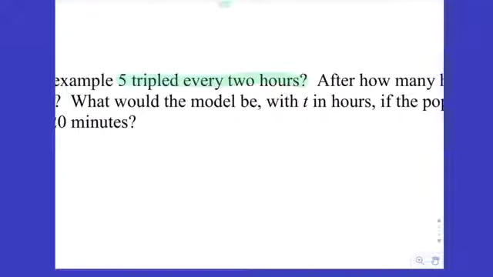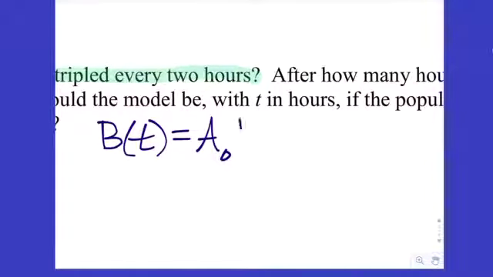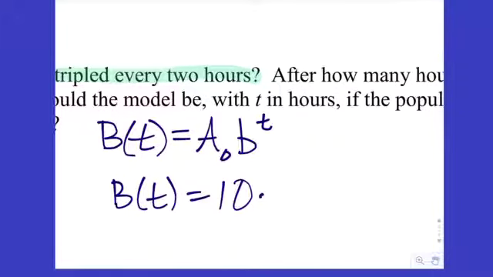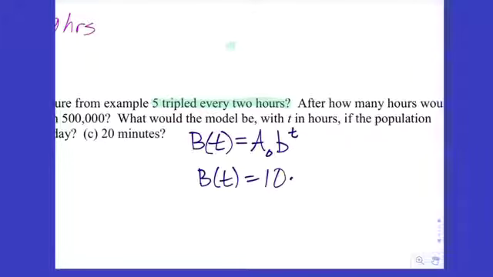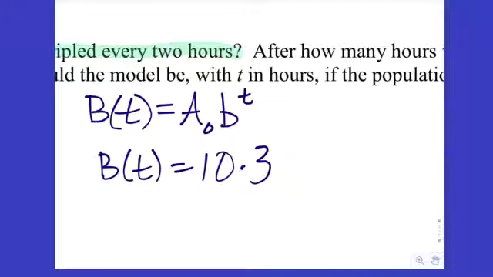Well, let's see. If we start with our template, I'll use the same letter from above. B of t is your starting amount, A sub 0, times the base to the tth power. Does the initial amount change? No, so it's still 10. If we're tripling every 2 hours, what would be an appropriate growth factor? 3. Good. Now, we want it to triple every 2 hours. So how do we reflect in the equation that it's tripling every 2 hours instead of every hour?